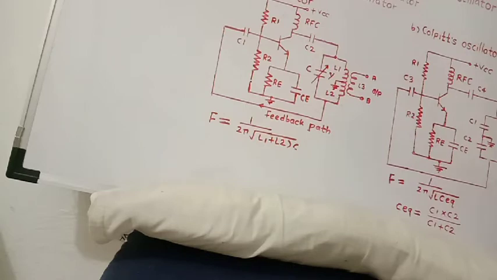The function of C4 is to block DC. C4 blocks DC, and it provides an AC path from the collector to the tank circuit. Then RFC is a radio frequency choke, with large reactance.